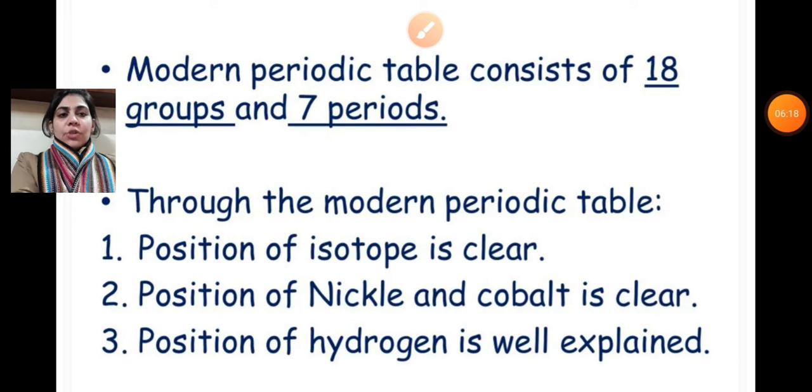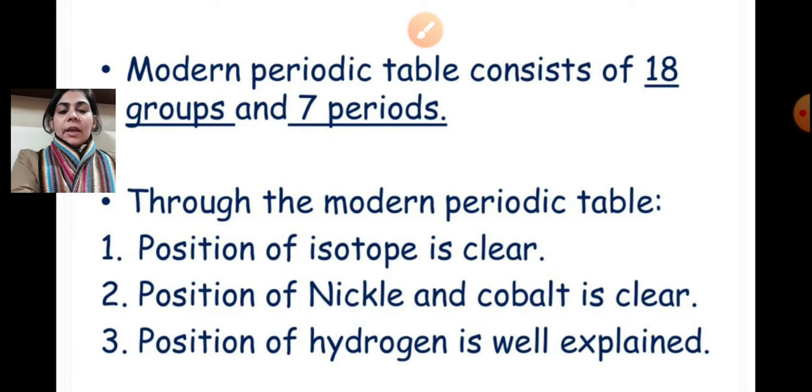So according to the modern periodic table, it consists of 18 groups. 18 vertical lines are present, that are 18 groups, and 7 periods. In the modern periodic table, the position of isotopes, the position of nickel and cobalt is clear. The position of hydrogen is also well explained. So these three are the advantages, the characteristics of the modern periodic table.